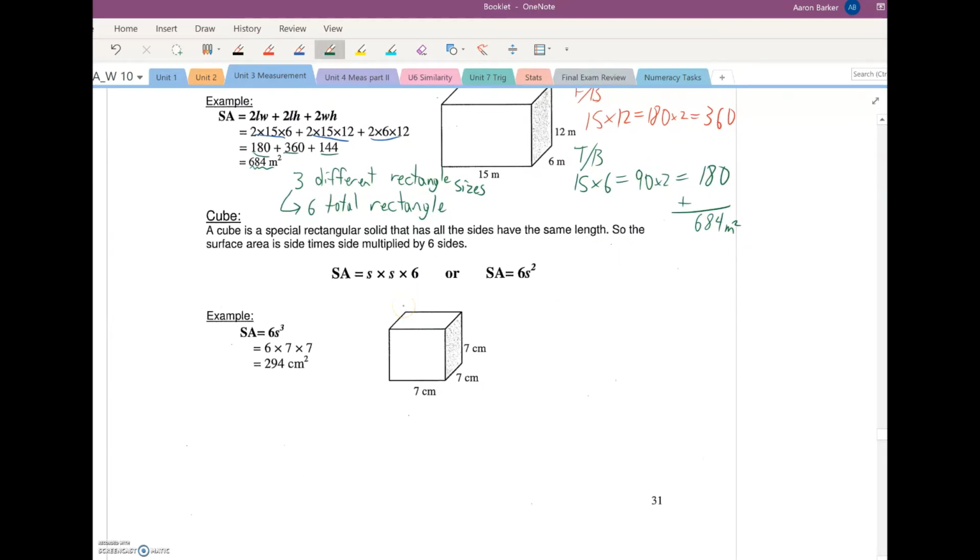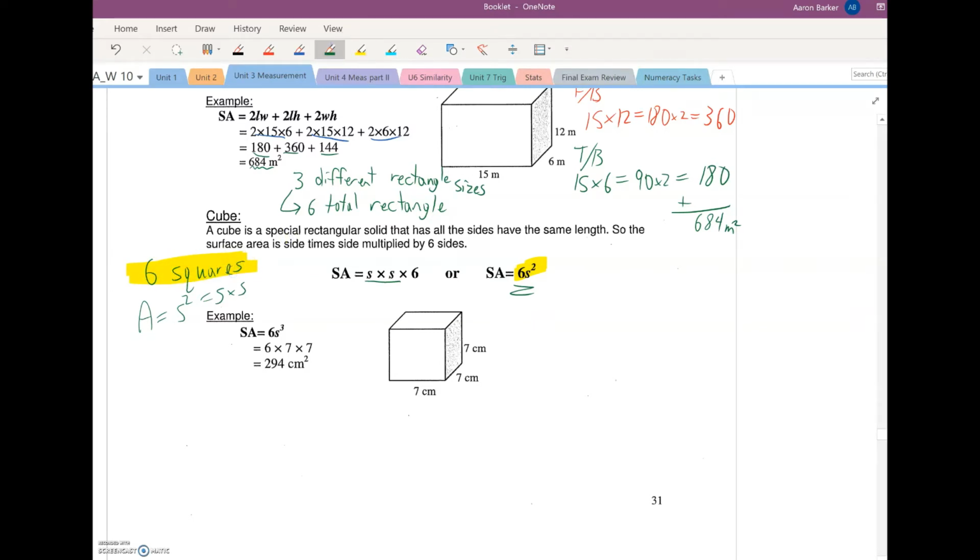Now a cube is 6 squares. So 1 square is s squared, which is side times side. Not a 5, but the letter s. And there's 6 of them, so they just have 6 squares. That's exactly what it is, right? 6 squares is 6 squares.